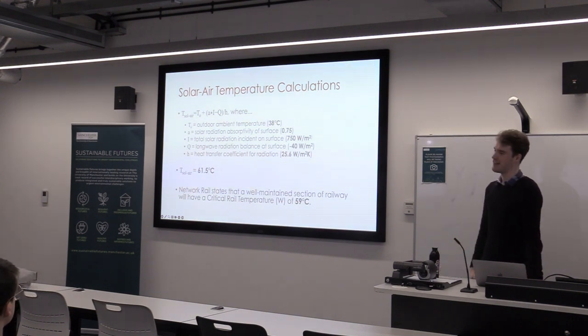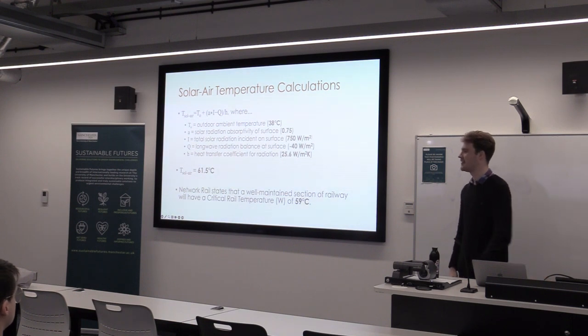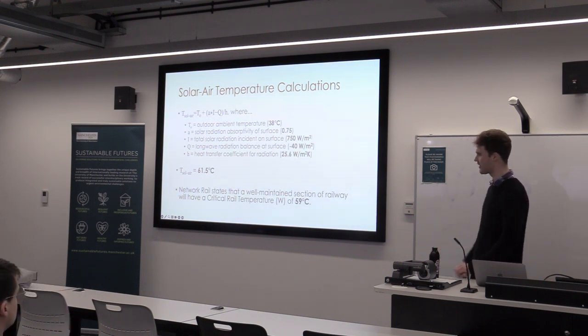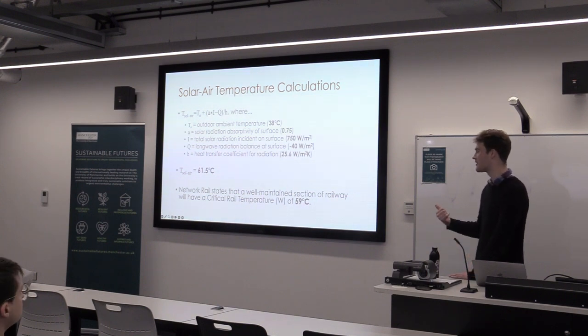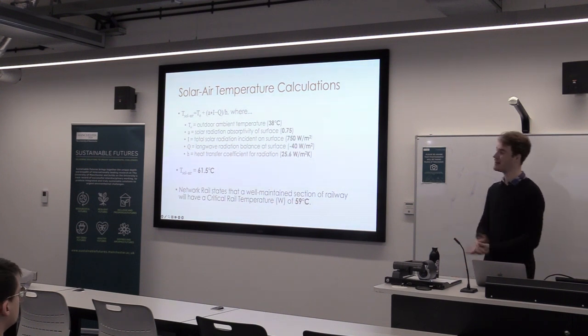Network Rail states that any temperature exceeding 59 degrees Celsius would trigger a watchman going out to the section of track and keeping an eye on it to make sure it doesn't buckle. So if these kinds of figures are common in future predictions, you might have an issue here.